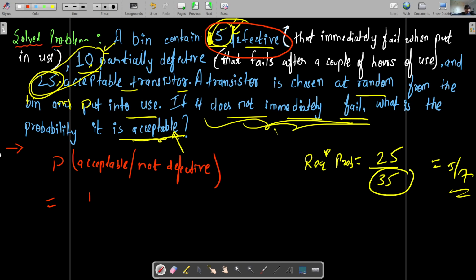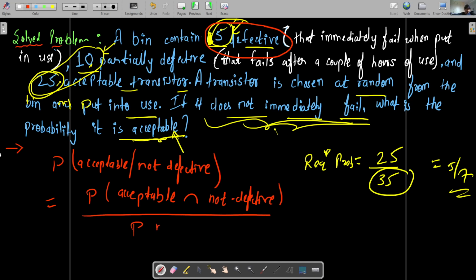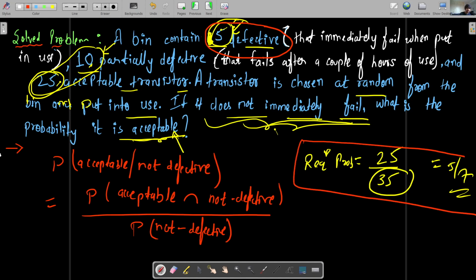So using the formula that we just derived in the last lecture, this will be the intersection of these two, that is, it should be acceptable and, at the same time, not defective. And in the denominator it will be the probability of not defective. Now here we haven't reduced our sample space, we are doing it the traditional way. The earlier one was a simple thing using reduced sample space, but here our sample space consists of all 40 transistors that we have, that is 25, 10 and 5, in total 40. So let's calculate the numerator first.